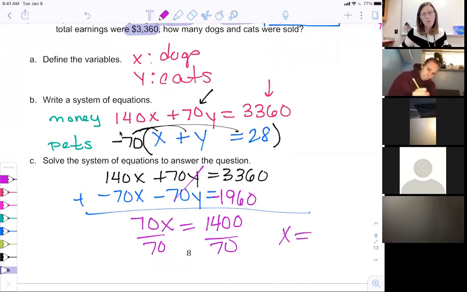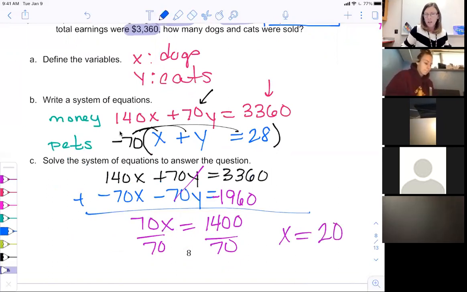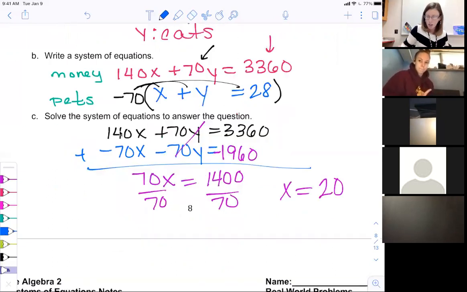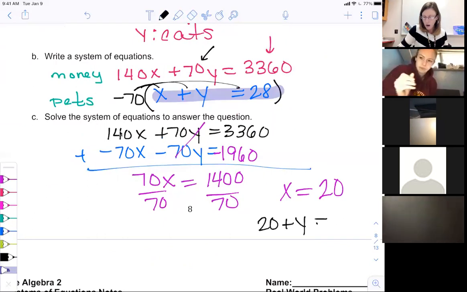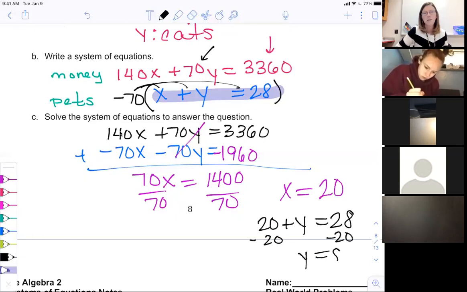So Michael, if you took 1,400 divided by 70, how many did you get? 20. Yeah, 20. So the last part of the question here, take the equation. The easiest equation is x plus y equals 28. I now know x is 20. I don't know y. But if I subtract 20, I get 8.